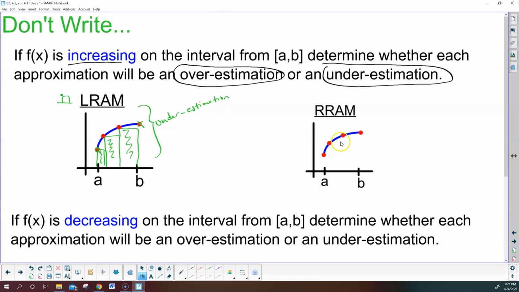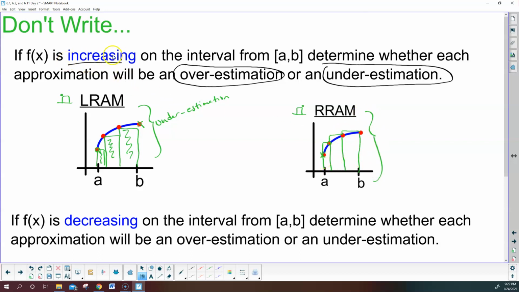Well, what about the right? Isn't the right using the one on the right-hand side? So if we do the right, we ignore the first one, and I want to create a rectangle using the right-hand side. See how the dots are on the right-hand side? And then here, and here. Now notice, the area under this curve would cover everything and more.